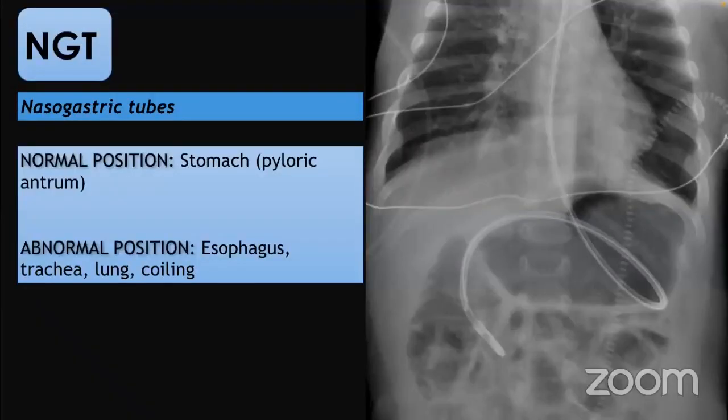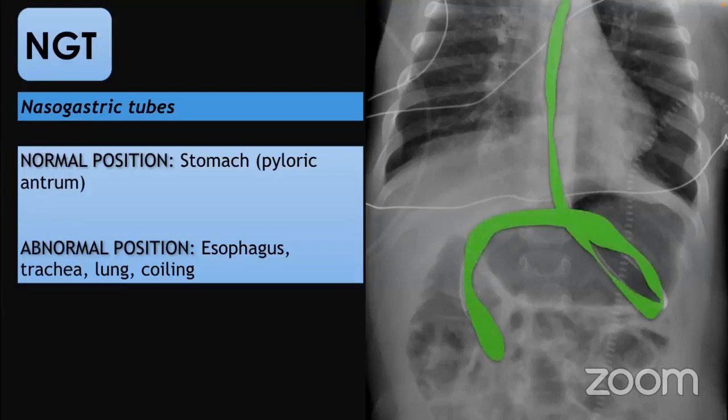Okay. We need to know the difference between the nasogastric tube and the nasojejunal tube. In this image, we have the jejunal tube here.